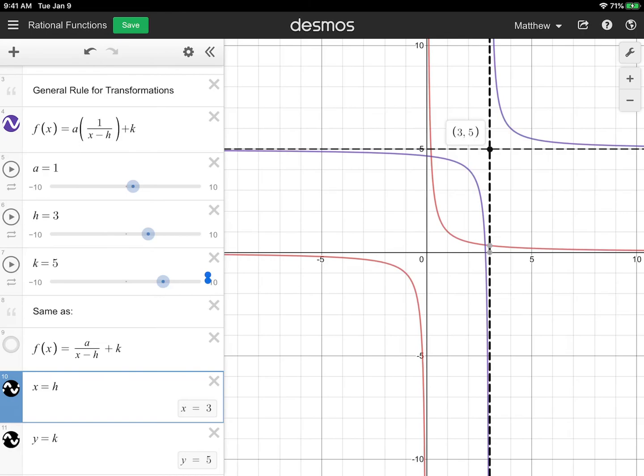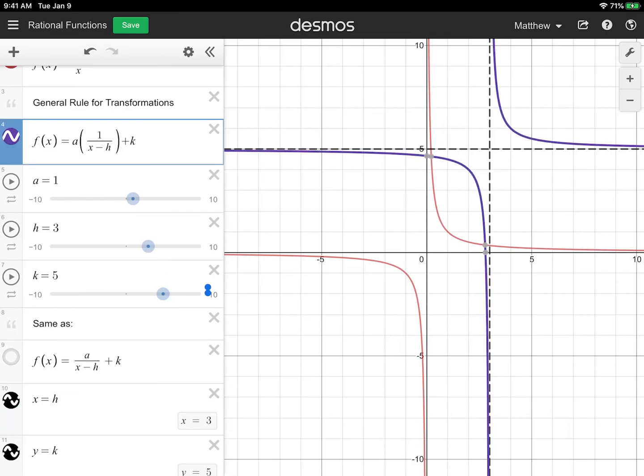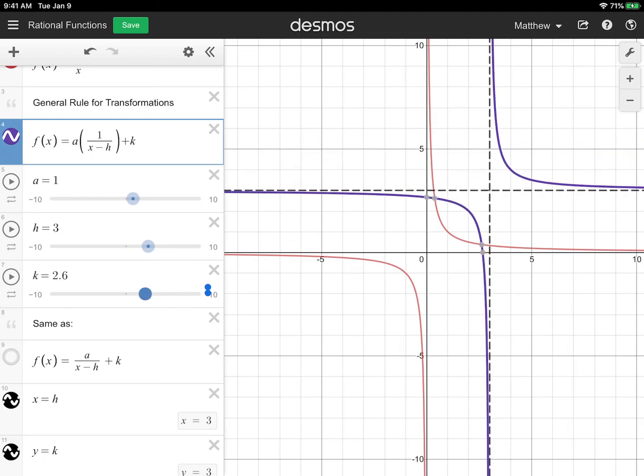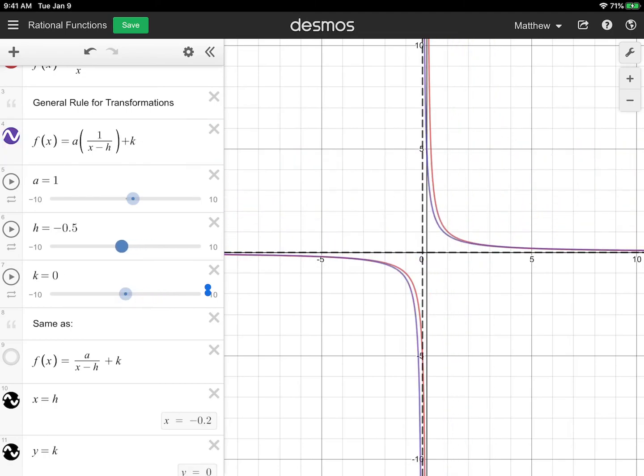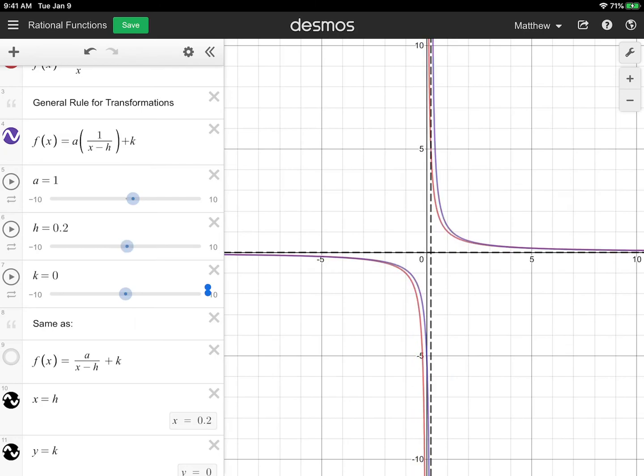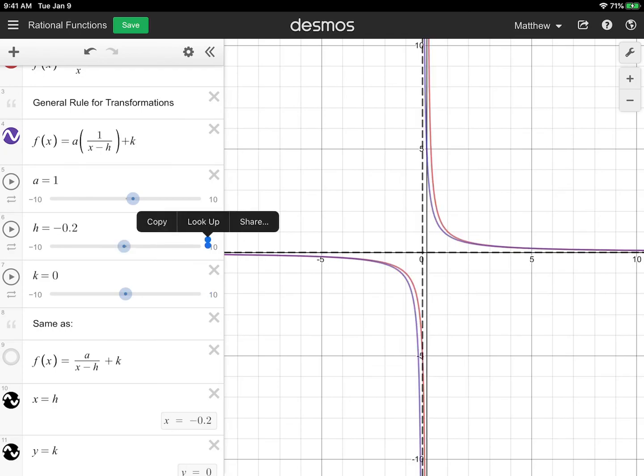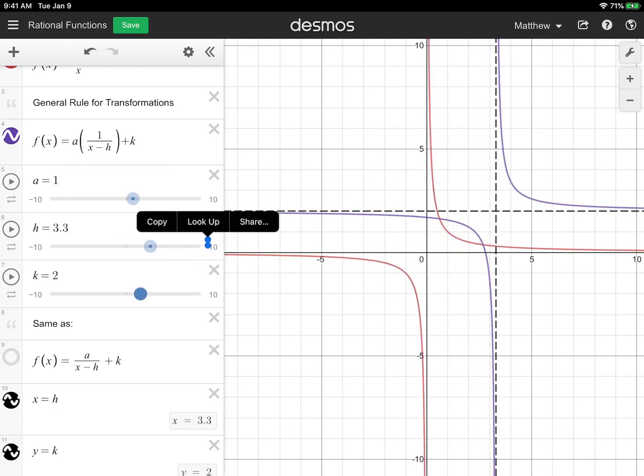Now in this case, since we have both h and k, we do actually have a y-intercept and an x-intercept. So we have to be really careful. When we shift h and k around, we may or may not have x or y intercepts. Initially, if h and k are both 0, we don't. But once I start moving them, you'll see that we do have intercepts, and that my asymptotes are the ones that are changing.